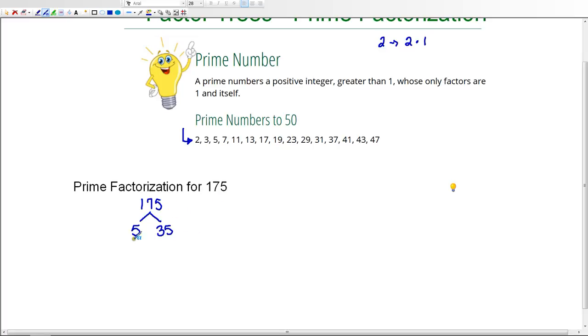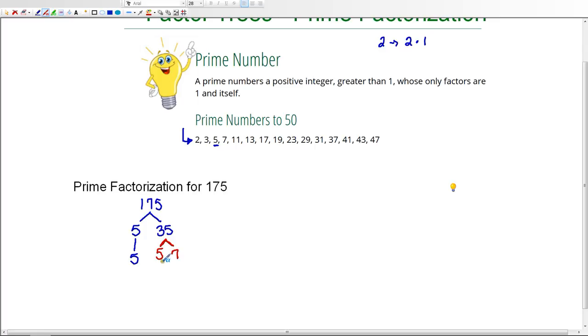Now, I want to look to see if either of these numbers is prime. 5 is a prime number. And so since I have 5, I know that I'm not going to continue factoring the 5. I'm just going to bring it down as I continue factoring. It's just going to remain 5. I stop factoring when I get to a prime number. But 35, now that is not prime because 35 has other factors besides 1 and 35. And I know that 7 times 5 is 35. So I'm going to branch off 35 and write 5 and 7, since 5 times 7 is 35.